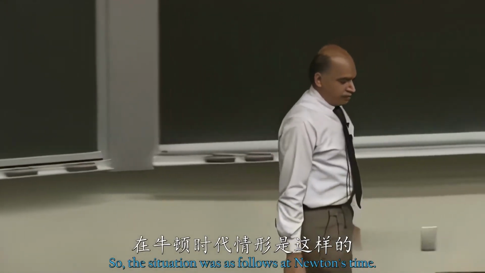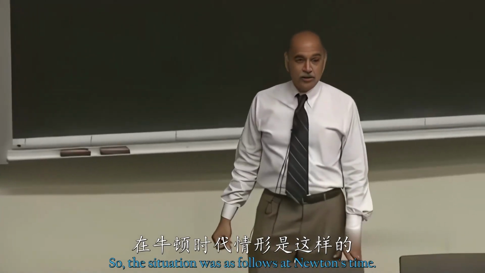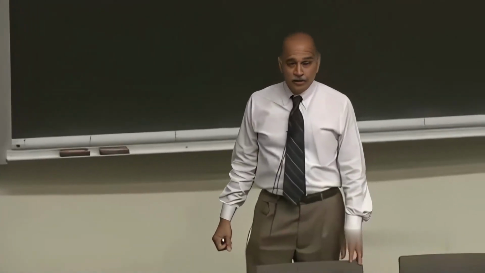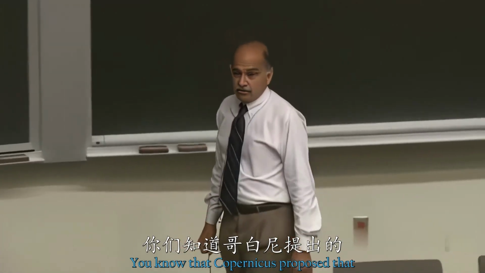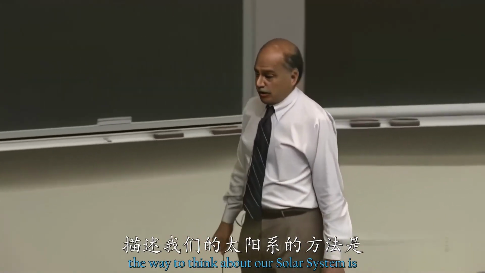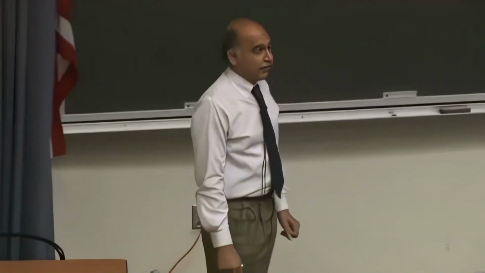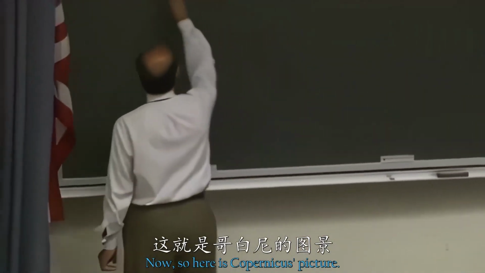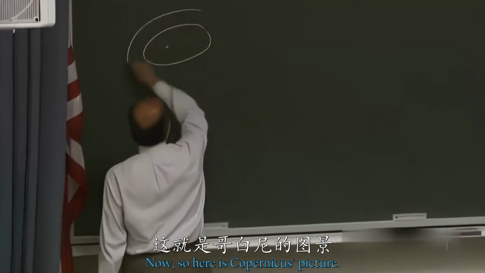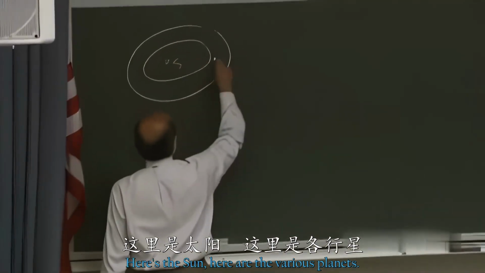So the situation was as follows at Newton's time. You know that Copernicus proposed that the way to think about our solar system is to put the sun at the center. Now, so here is Copernicus's picture. Here's the sun. Here are various planets.